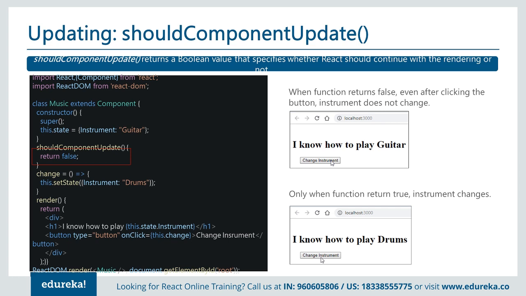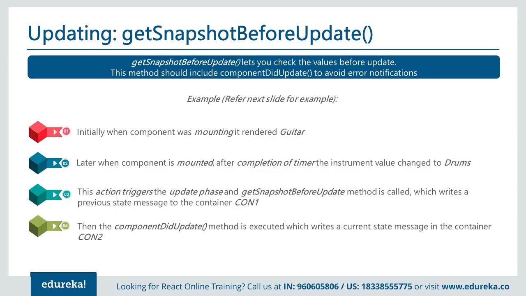What does it do? It will check your previous state and previous props and compare that with the next state and next props. It keeps on comparing the values. If it finds out the next value which is going to come and the previous value which is already there in the state are the same, it stops re-rendering, and that can be achieved by shouldComponentUpdate. getSnapshotBeforeUpdate lets you check the value before update. This method should be used together with componentDidUpdate to avoid an error notification. Now when you are trying to click on a button, you want to update the value. Before setting that into state, this can work.